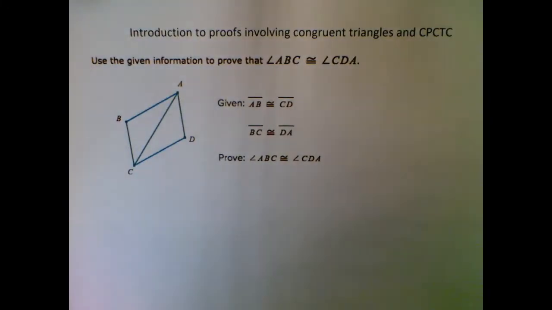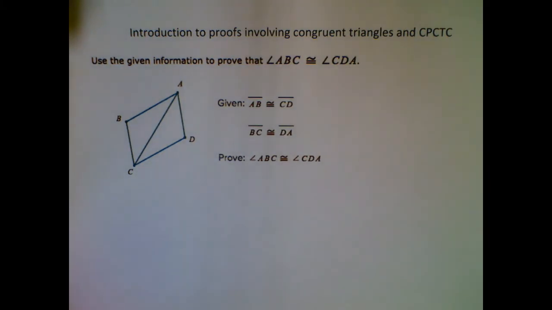Bowman. Today we're going to be looking at the ALEKS topic, Introduction to Proofs Involving Congruent Triangles and CPCTC. So what that stands for, by the way, is corresponding parts of congruent triangles are congruent. So if I know two triangles are congruent, then I can say quite a bit about all the different parts that make up those triangles.